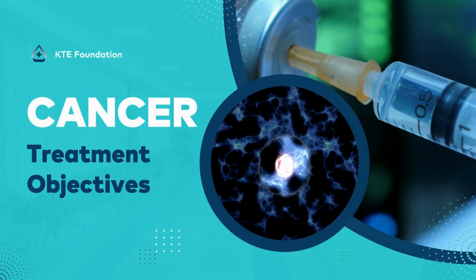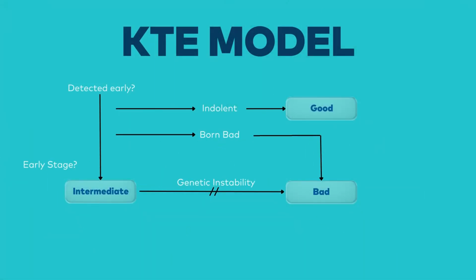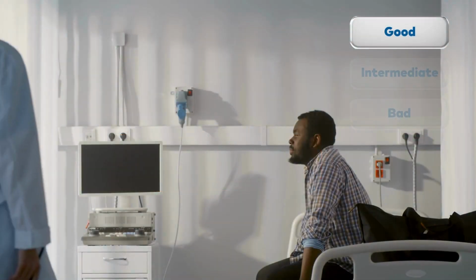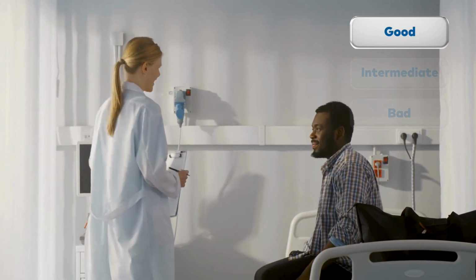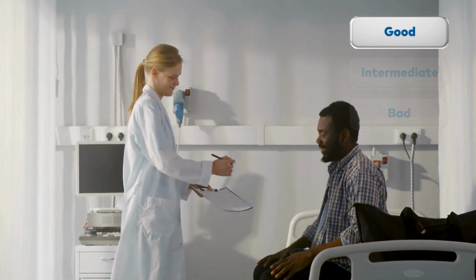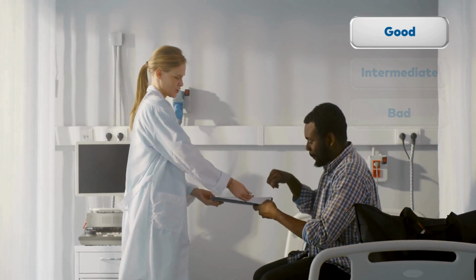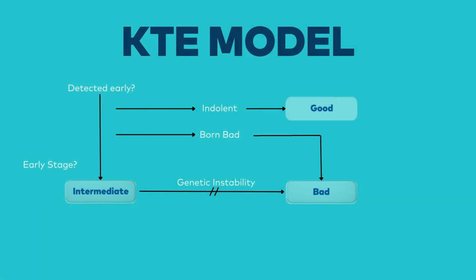So, we have identified the three classes of cancer and broadly how they arise: the good, the intermediate, and the bad. We can now complete the model. What do these three classes mean in terms of treatment objectives? Firstly, a good cancer. A good cancer need not be treated. Indeed, it should not be treated, as treatment can sometimes lead to progression. It should rather just be watched.